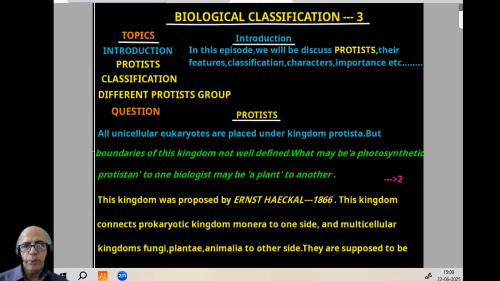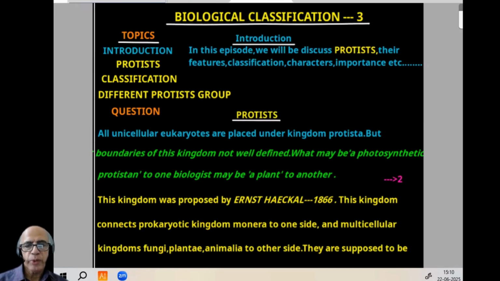Now we can enter into protist characters and features. Protists are unicellular eukaryotes placed under kingdom Protista. In NCERT, there is a famous comment: boundaries of this kingdom are not well defined. What may be a photosynthetic protistan to one biologist may be a plant to another. So boundaries of this kingdom are not well defined. This is a famous NCERT line referring to protists.